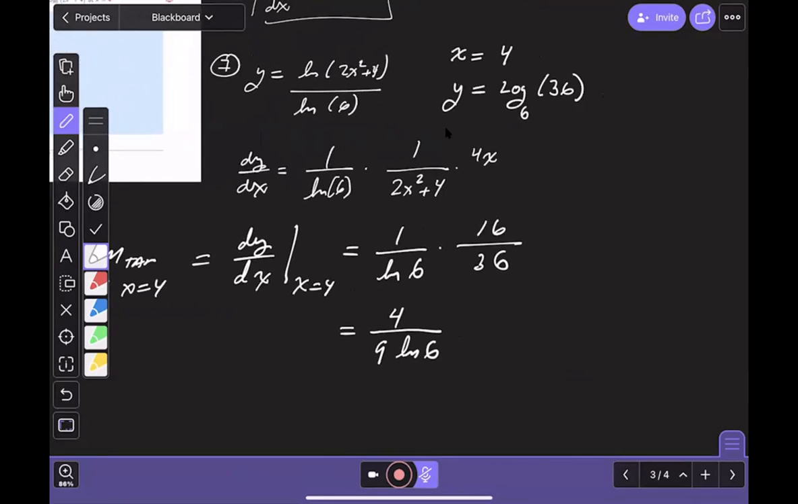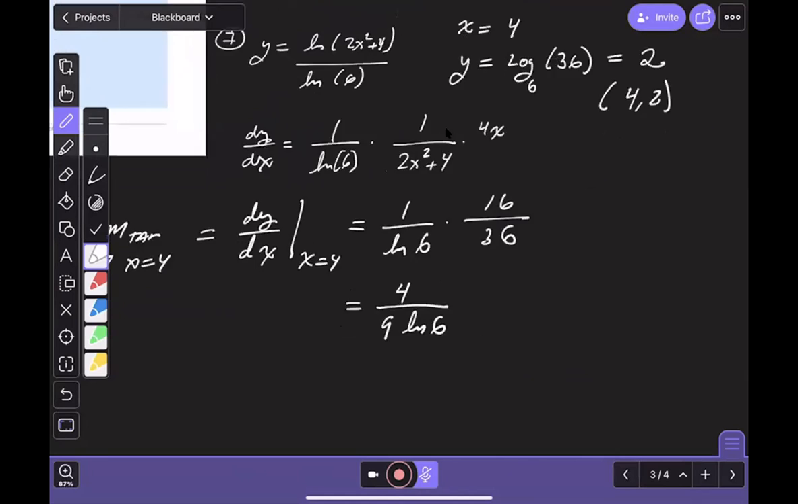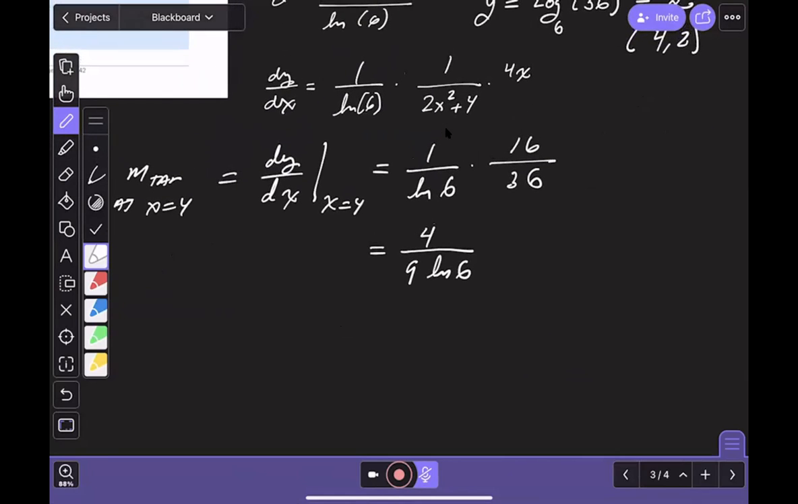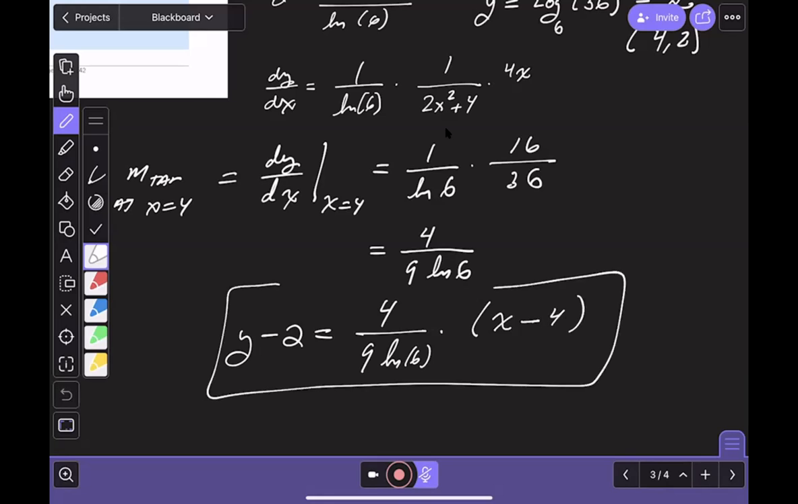So what's that going to be? Well, let's see, 6 raised to the power 2. So what's the point going to be? 4, 2. Again, we'll check the key. Mistakes can happen. So what do you get over here? Y minus 2 equals the slope, which is 4 over 9 ln 6 times x minus 4. Again, you can simplify that if you want.